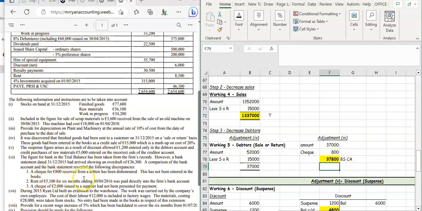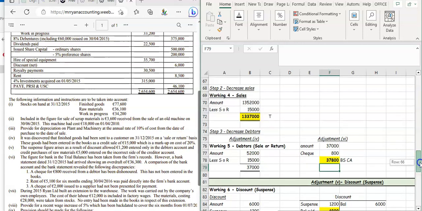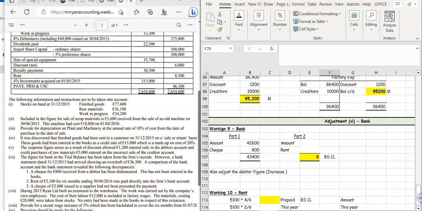So a check for 800 received from a debtor has been dishonoured. So our bank overdraft needs to increase by 800 and our debtors need to increase by 800. Then the second part says that rent of 5,100 was paid directly into the firm's account. So our bank overdraft is going to go down by 5,100 because we received that money. That goes into your balance sheet as a current liability.